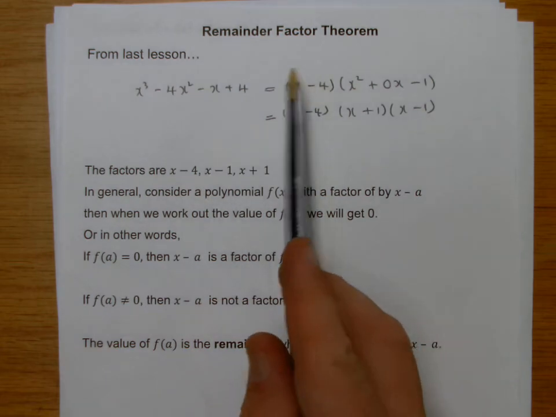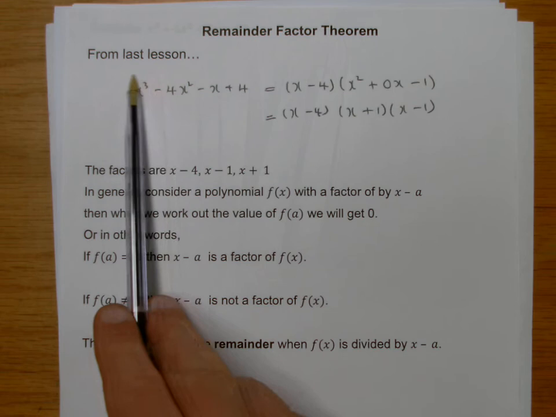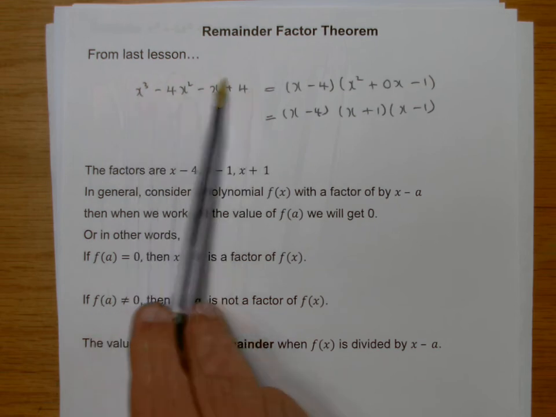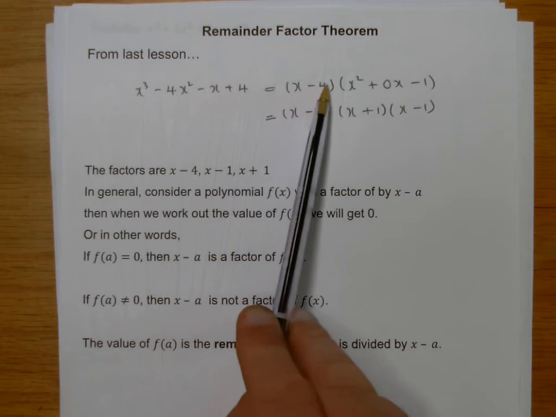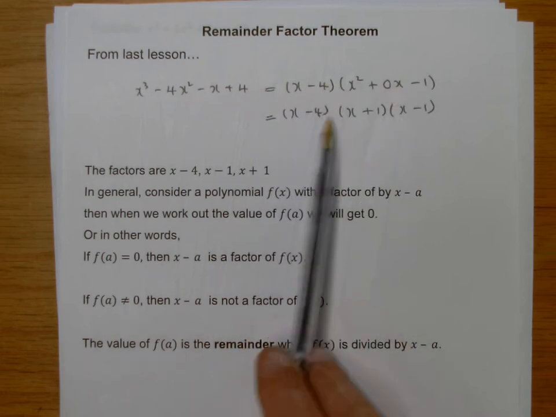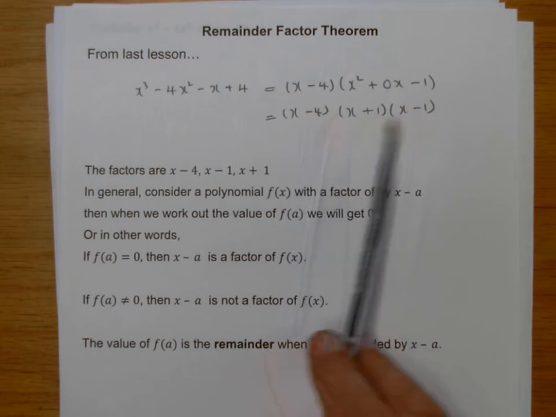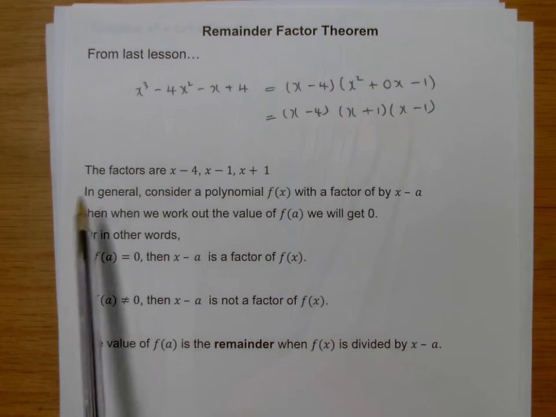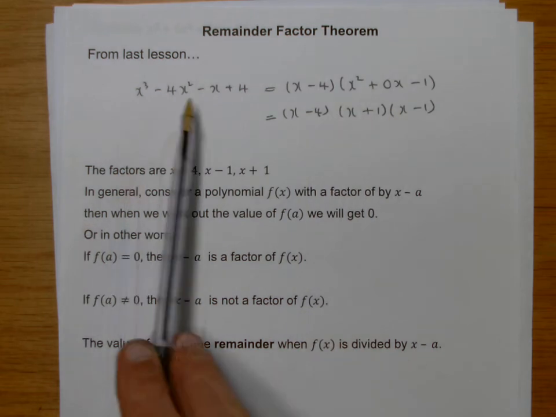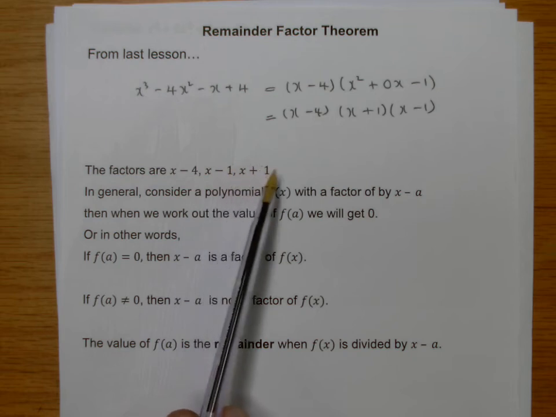Okay, so the work from the lesson here that you might have missed is called the remainder factor theorem. From the last lesson, we had a cubic and we were able to factorize it. In this case we get 3 brackets at most; you can't get more than 3 brackets. But we can say each of these now are factors. As it says here, the factors of this are x minus 4, x minus 1, and x plus 1.